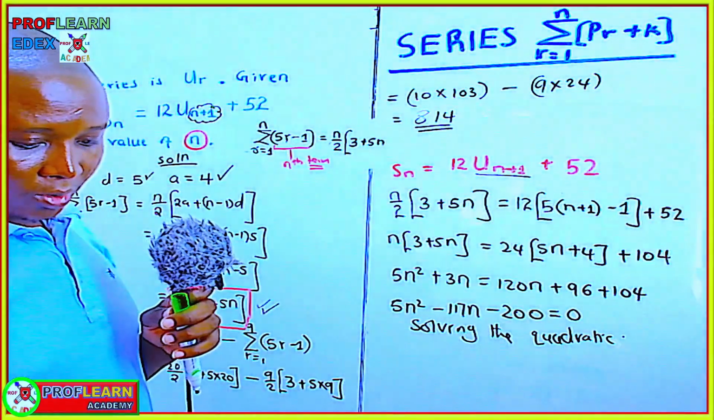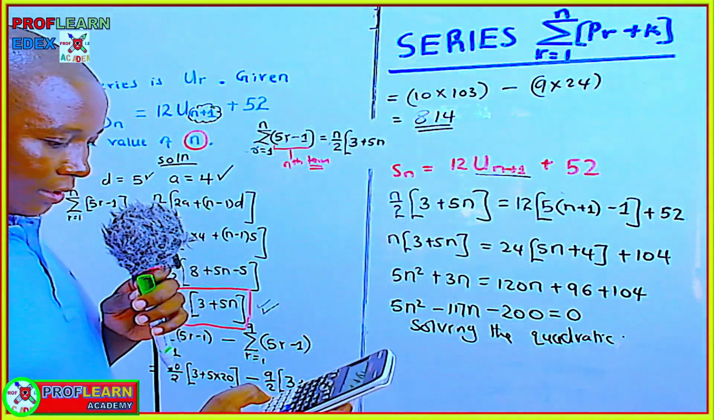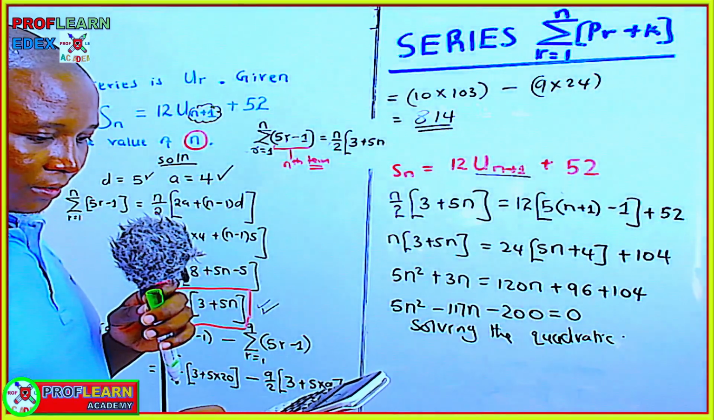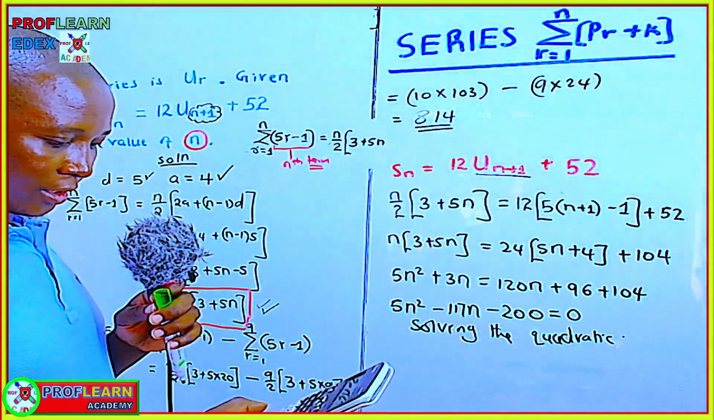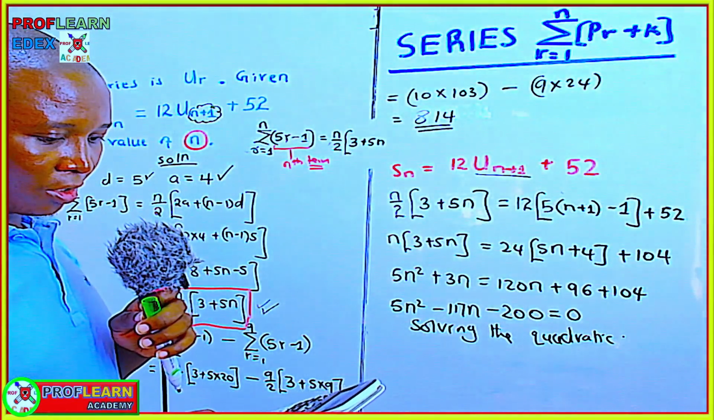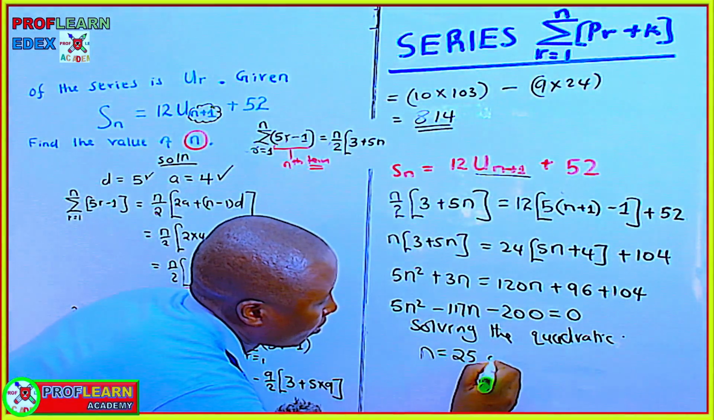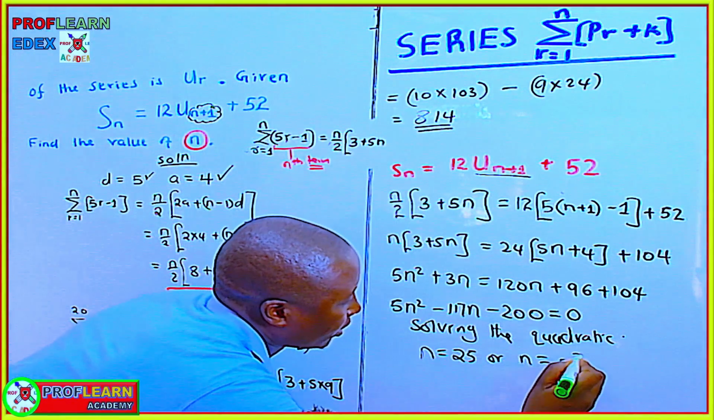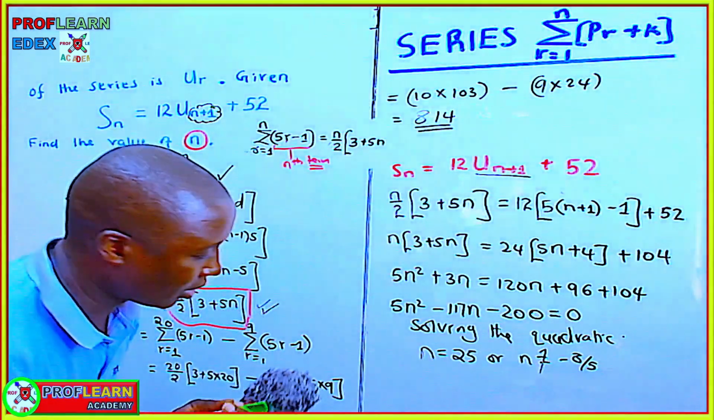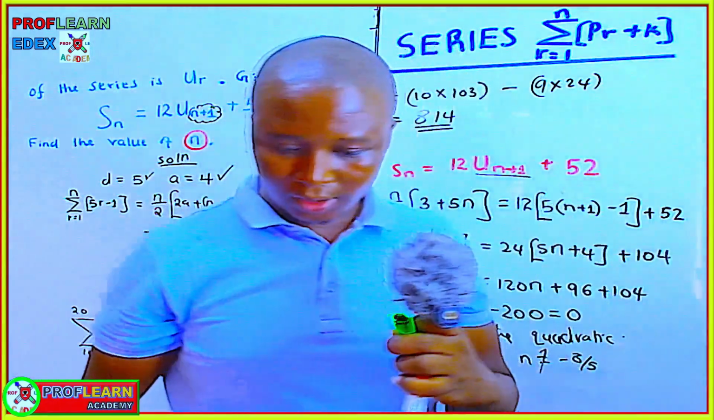So let me just say here, solving the quadratic. Let's see what it will translate to. This is 5, negative 117, negative 200, and the answer becomes 25 or negative 8 over 5. n is equal to 25 or n is equal to negative 8 over 5. There's no way negative 8 over 5 can be the answer, so our correct answer in this case is 25, and that is what we were supposed to get in this part.